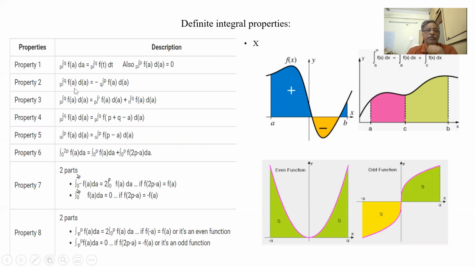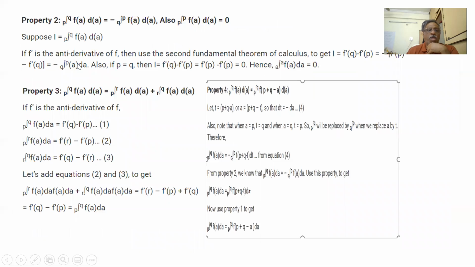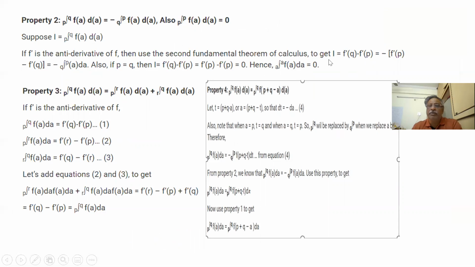Okay, go to formula 2. Integral P to Q f of a dA is minus of integral Q to P f of a dA. What does this mean? Suppose we'll see the proofs in the next slide. So what is P to Q f of a dA? It is F of q minus F of p, where F is the integration of f of a dA. Suppose I take minus out, it is F of p minus F of q. It's nothing but minus of integral q to p f of a dA.